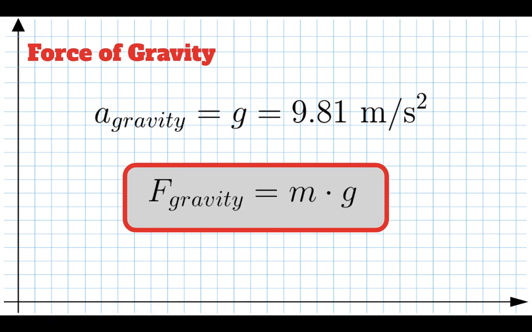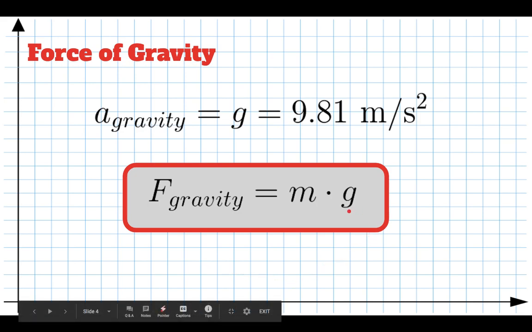Okay? So we got the big idea that the net force causes the mass to accelerate, and now we're adding this little idea that the force of gravity is always equal to m times g, or at least on Earth it is. Okay?